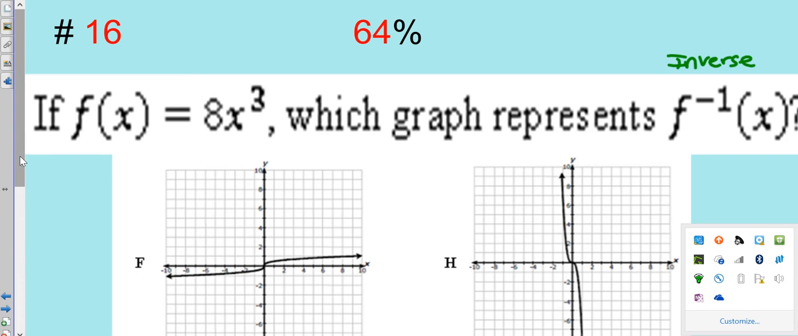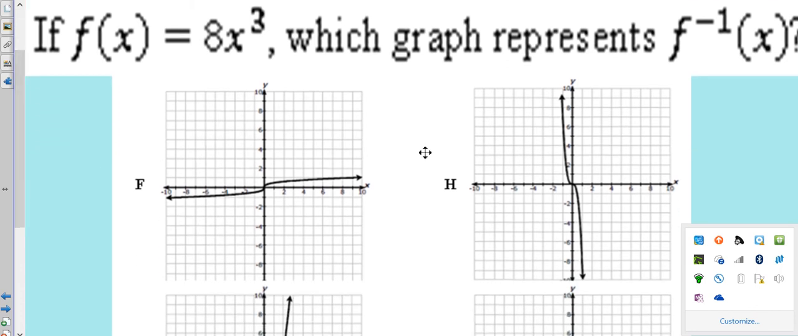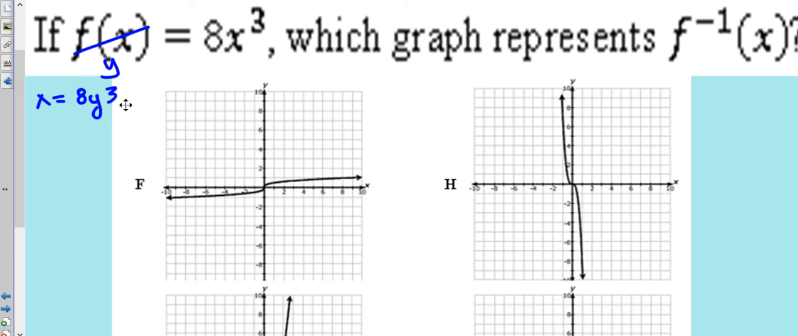One is we could solve algebraically. And to solve algebraically, what we would do is we'd switch the x and y's and solve. So instead of this being y equals 8x cubed, you'd substitute with x equals 8y cubed, and then you would solve for y. Let me try that again. You would first get the y by itself.